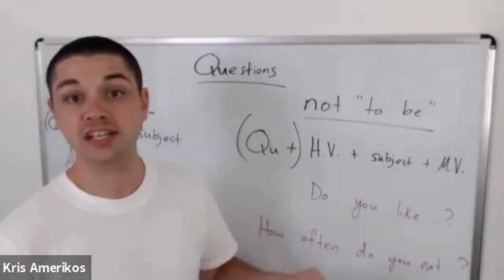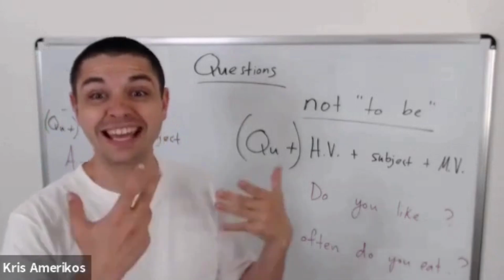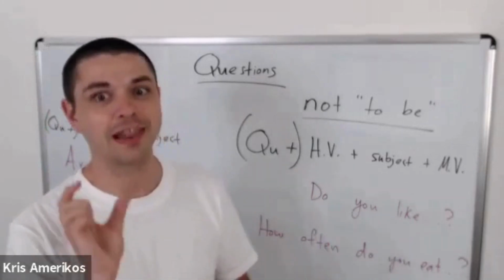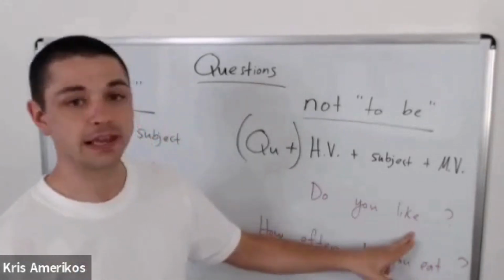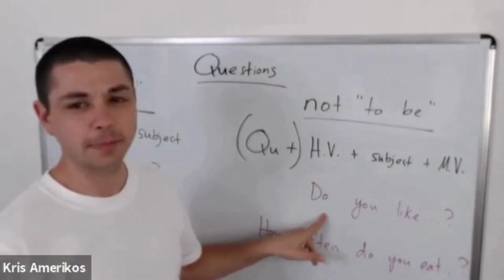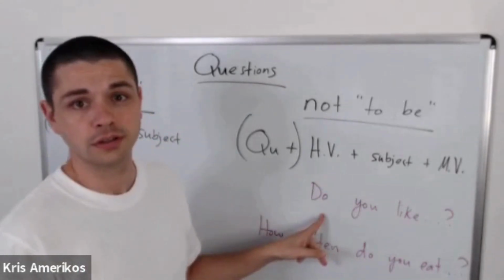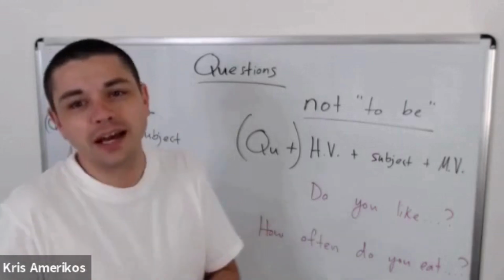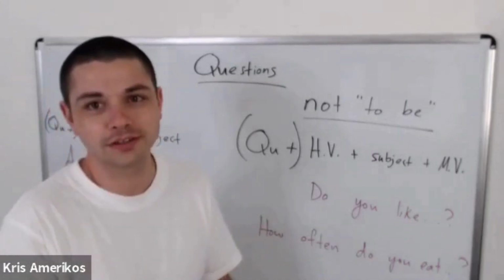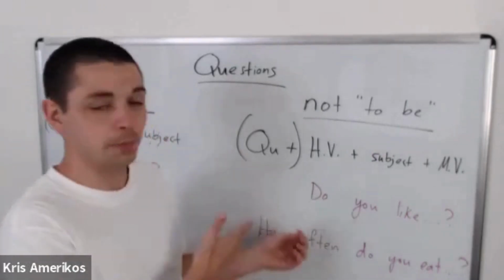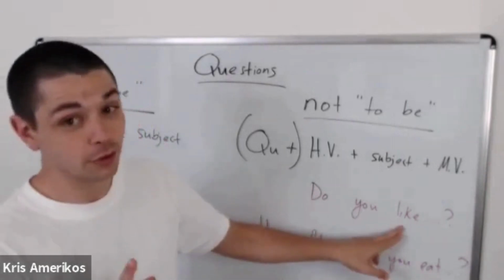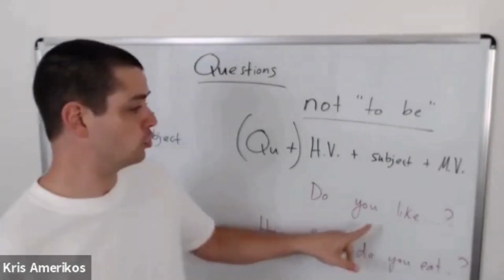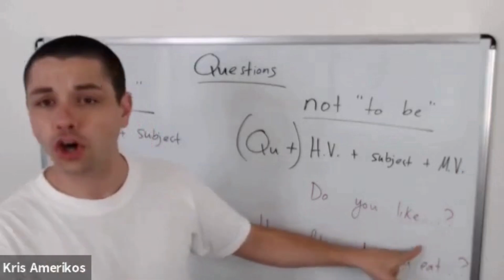So this question is about liking something. It's about like, because that's the main verb. It's not about do. Do is just helping us make a question, right? It's a helping verb. The main verb is like.